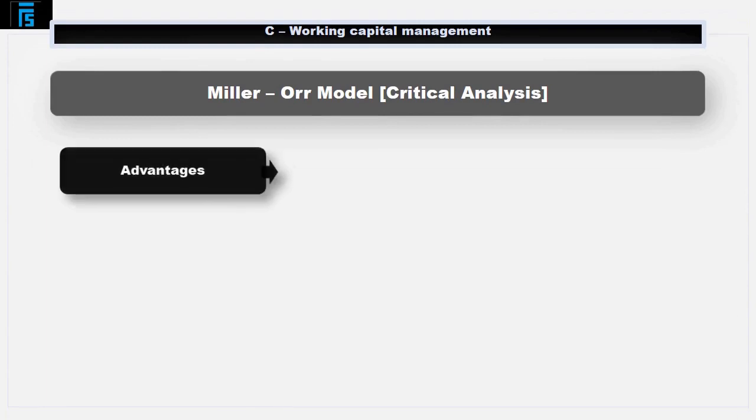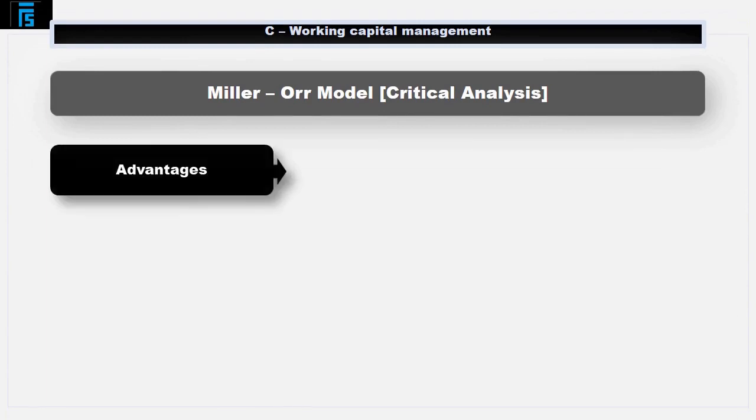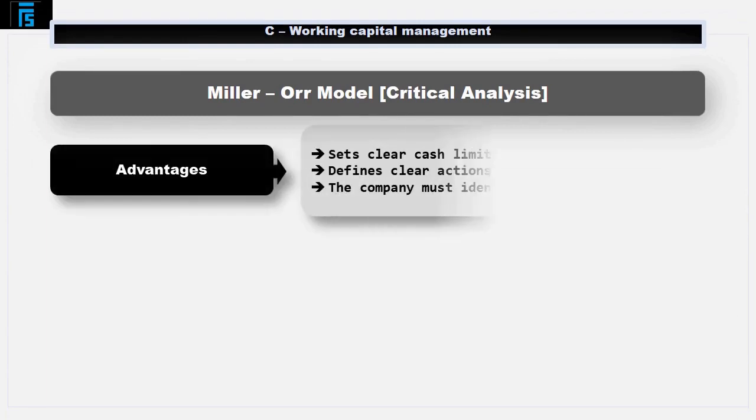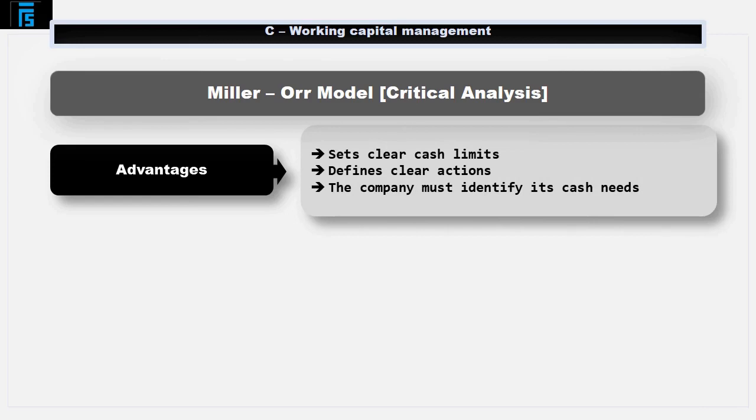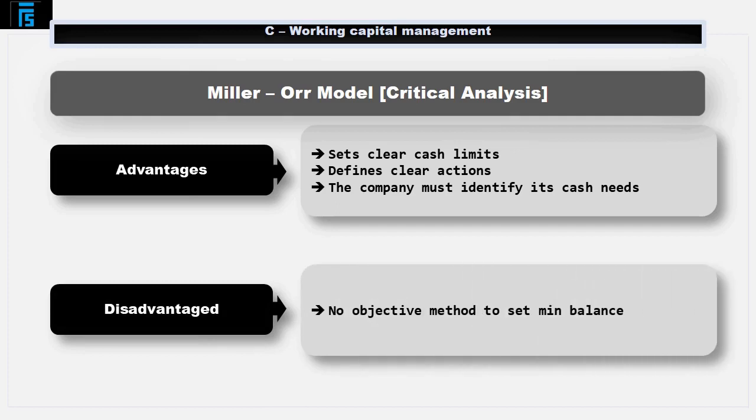The benefits of the Miller-Orr model is that it gives clear cash balance parameters of how much cash is ideal, too little or too much. It also gives actions of what to do when cash is too low or high. The activity of implementing the model is great for an organisation as they must analyse and dissect the company's cash needs. The main disadvantage is that there is no objective guide in determining the minimum cash limit, cash balance.